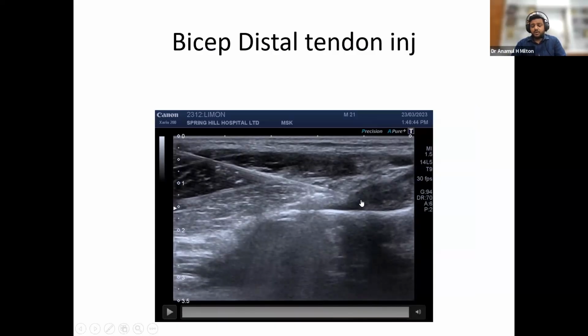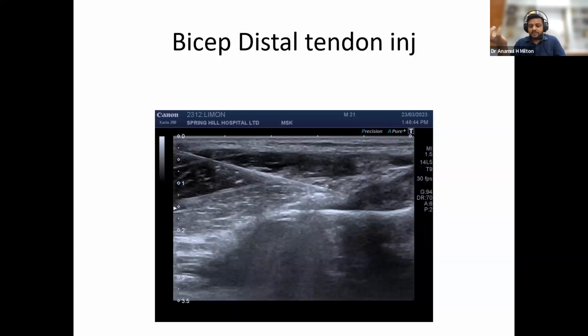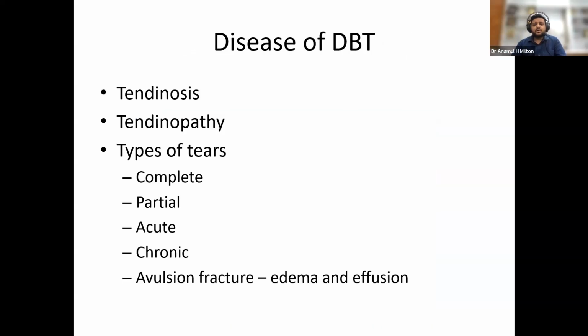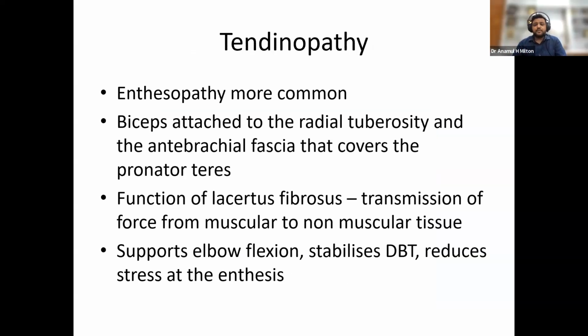Okay, so you need some maneuver. Sir already said that some weight is given like this, and the tendon is parallel to your ultrasound probe. So you can see and identify the distal end of the biceps tendon, and you can give the injection very finely. Okay, so there are tendinopathies, tears, complete or partial, and sometimes there is also an avulsion fracture.